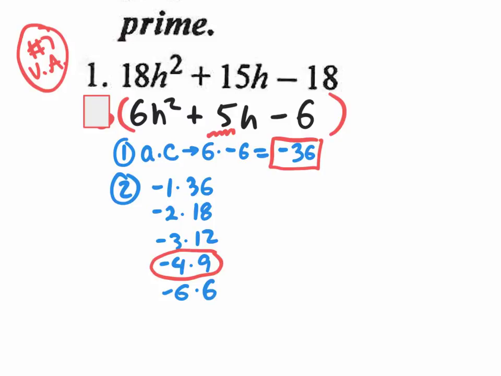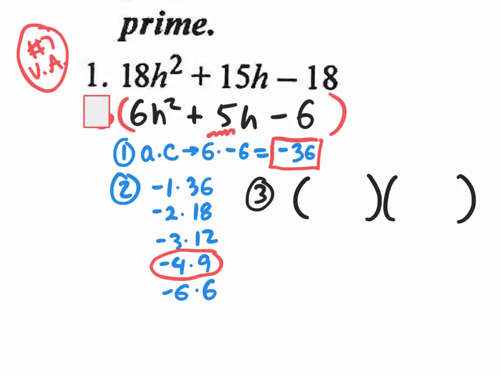Now, at this point, step 3, you could rewrite the trinomial as a polynomial by replacing the 5h with negative 4h plus 9h, and then factor by grouping. But that honestly is the longer way of doing it. There's that shortcut I showed you on Thursday where you could already just write your answer format.